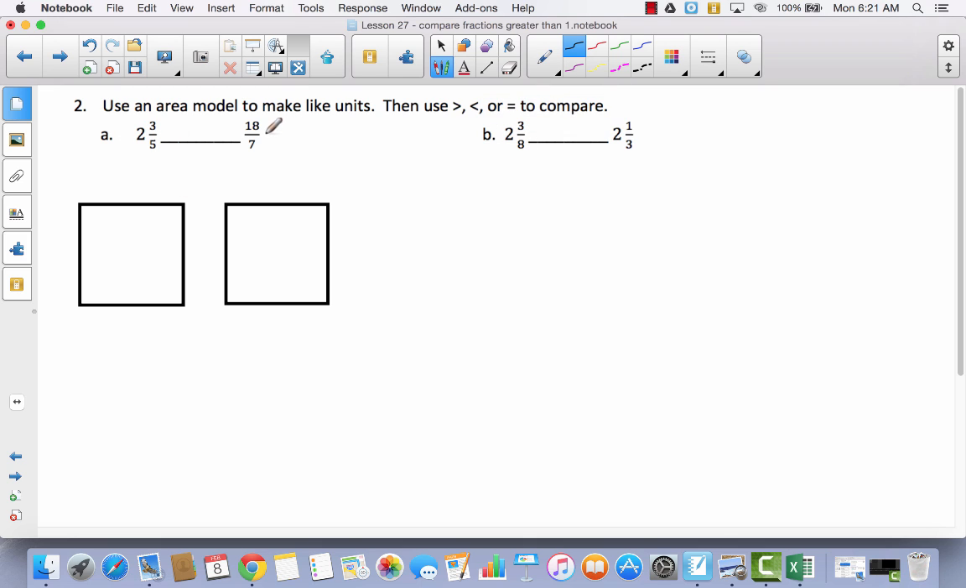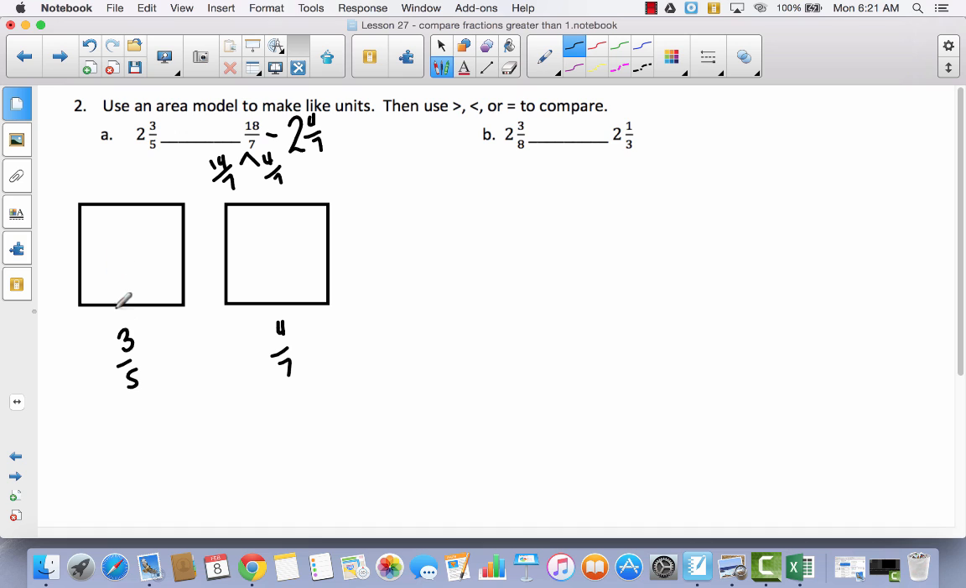Now before I do this, I need to come up here and make this into a mixed fraction. So I've got to think about my 7 facts. And I know that 7 times 2 is 14. So I can do 14 sevenths. And that's going to leave 4 sevenths left over. So 14 sevenths is 7 sevenths twice. So that's 2 and 4 sevenths. So I'm going to be modeling here 3/5 and 4 sevenths because my whole numbers are the same. So I'm just going to go ahead and just look at the fractions.